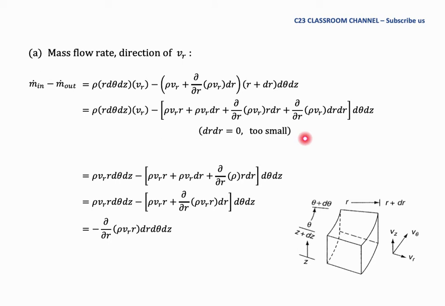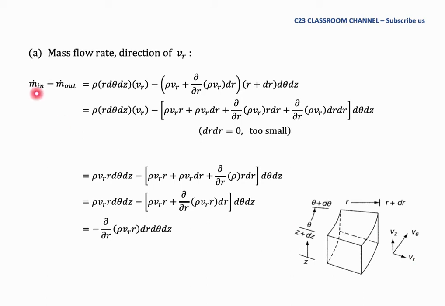First, to simplify our calculation, we will calculate the mass flow rate at inlet and outlet for one single axis. For example, here we are calculating the mass flow rate for the direction of r. So this is the direction of r. The mass flow rate at inlet is here, and the mass flow rate at outlet is from this surface to the outside direction here.